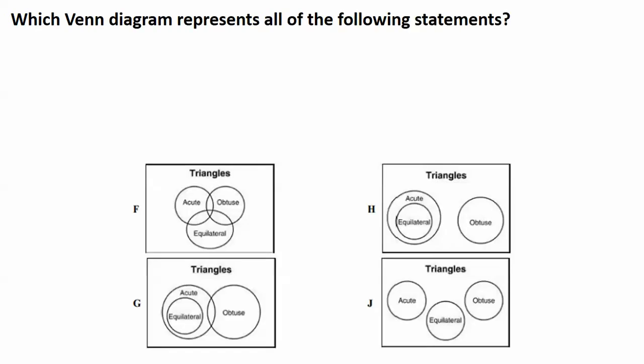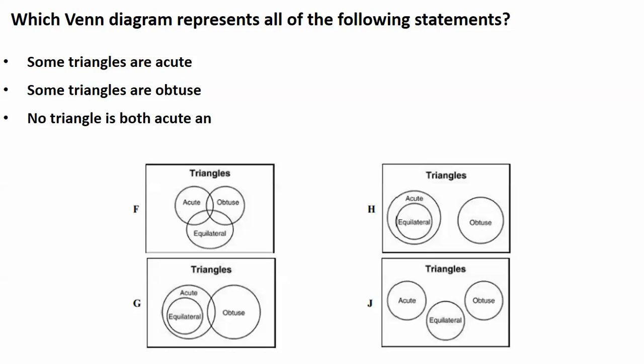Examples. Which Venn diagram represents all of the following statements? Statement 1. Some triangles are acute. Some triangles are obtuse. No triangle is both acute and obtuse. That means that if there's an overlap between acute and obtuse, it must not reflect this statement. No triangle is both means they cannot overlap. And here again, we see that the acute and obtuse overlap, which cannot happen.